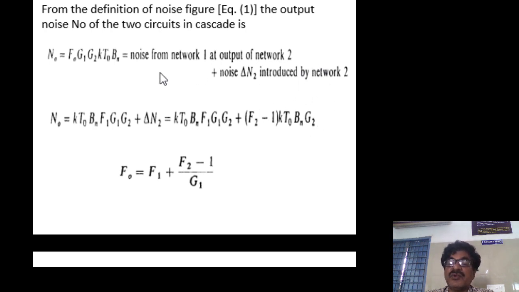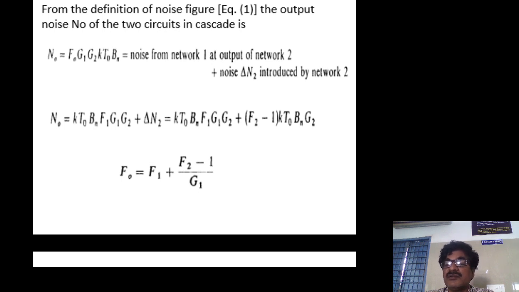Therefore F naught G1 G2 kT naught Bn equals, what is the first term? The first term is kT naught Bn F1 G1 G2. This is the noise from network 1 at the output of network 2. How we can write this directly is from the previous slide, the first stage case before starting the cascading, plus the noise introduced by the second network.